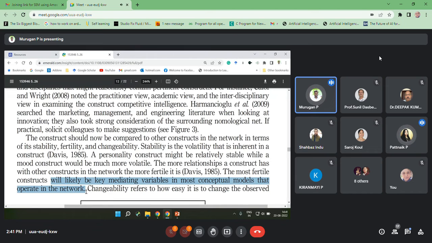Any questions? Sir, we also consider attitude as a mediating variable. Yes, because your attitude may be changed depending upon the situation, right? Yes, sir. Makes sense.